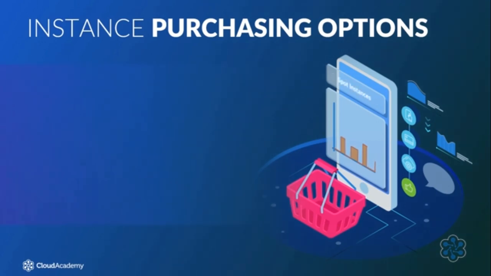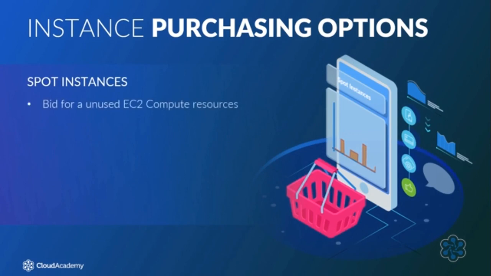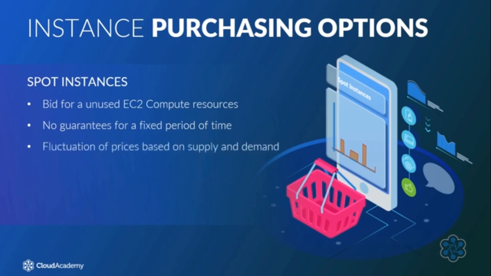Spot instances allow you to bid for unused EC2 compute resources. However, your resource is not guaranteed for a fixed period of time. To use the spot instance, you must bid higher than the current spot price, which is set by AWS. And this spot price fluctuates depending on supply and demand of the unused resource. If your bid price for an instance type is higher than the spot price, then you'll purchase that instance. But as soon as your bid price becomes lower than the fluctuating spot price, you'll be issued a 2-minute warning before the instance automatically terminates and is removed from your AWS environment.